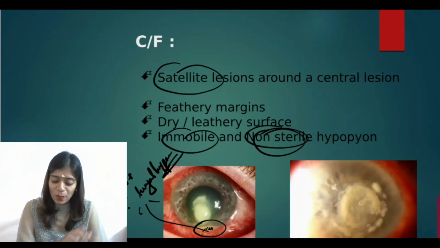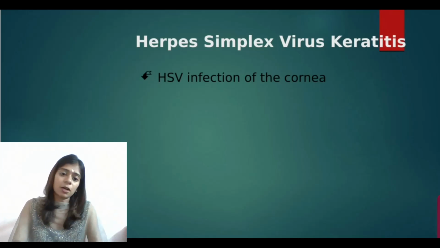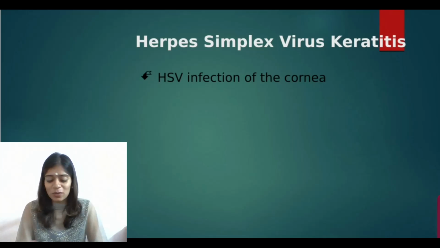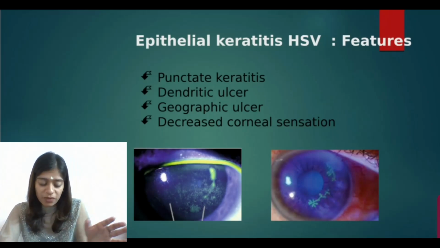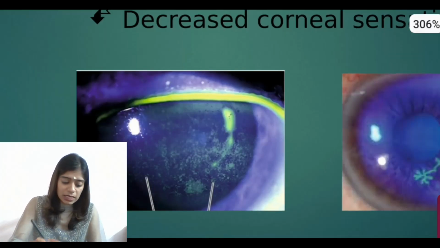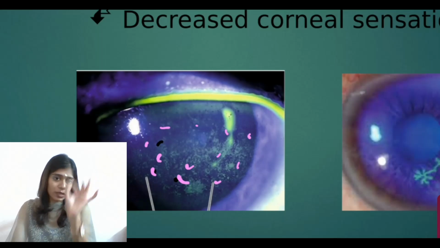Very important. Moving on to herpes simplex virus keratitis. Inflammation of the cornea caused by HSV is what we call HSV keratitis. Very simple. So how will the cornea look if it is HSV? When you examine the cornea, you can see dot-like lesions. Can you see dot lesions? This is called punctate keratitis, dot-like lesions.